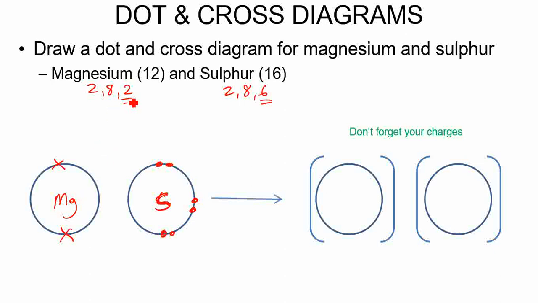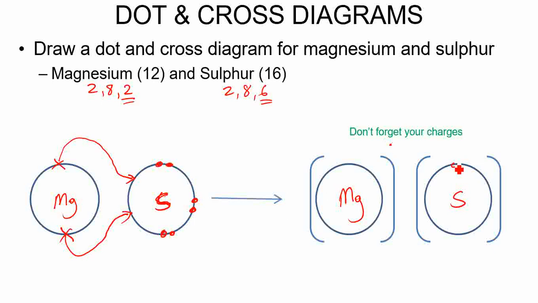So magnesium needs to lose 2 electrons. So there's my first electron being lost. Here's my second electron being lost. Okay. Now it results in magnesium having a charge. See if you can think what the charge is. Okay, based on what you've just watched.